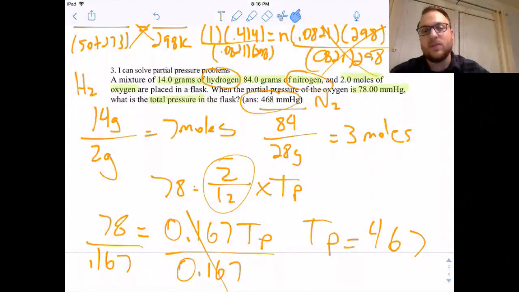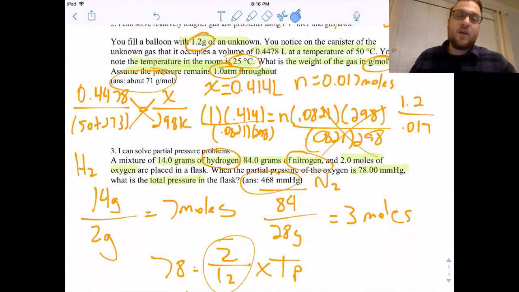That being said, I did not give you a volume here. I did not give you a temperature here. So you cannot assume any of that. Therefore, you cannot PV=nRT. So thank you for not doing that.